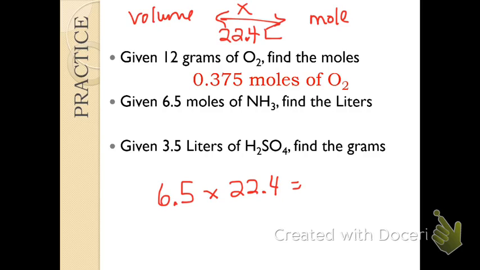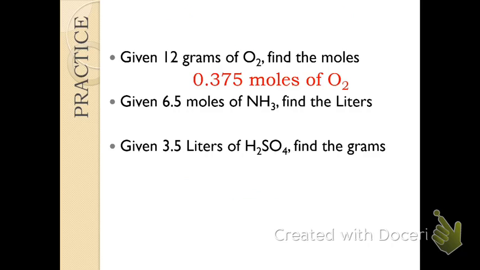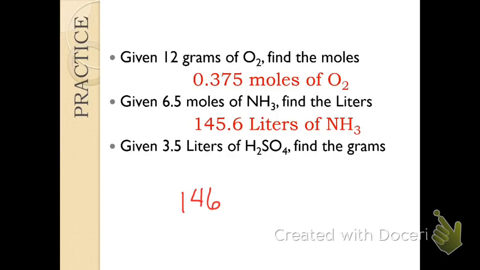So clear your calculator. 6.5 times 22.4, and the answer to that is going to be 145.6 liters of ammonia. That is to the nearest tenth. The nearest whole number is going to be 146 liters of NH3. Okay? All right. Let's do the last one.